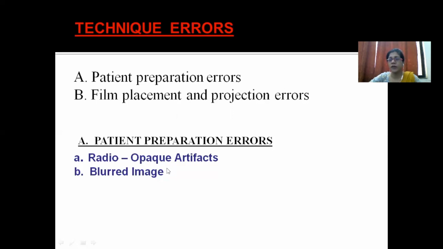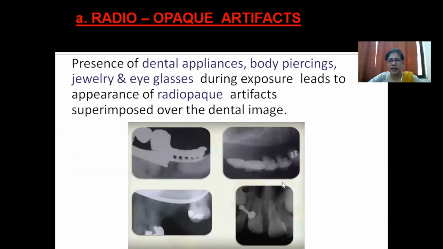Now, what are these radiopaque artifacts? We have all seen these radiographic errors; they are due to prostheses the patient has worn, the spectacles, and the nose rings. That is, dental appliances, body piercing jewelry, eyeglasses during exposure lead to the appearance of a radiopaque artifact superimposed over the dental images. Now we want to see the bony architecture, and here because of this we cannot see. The same case here, the periapical part is not seen because of the spectacles the patient has worn.